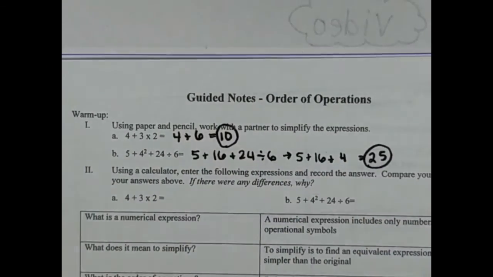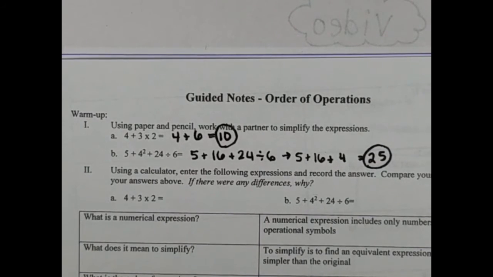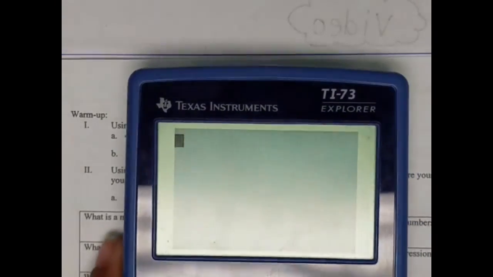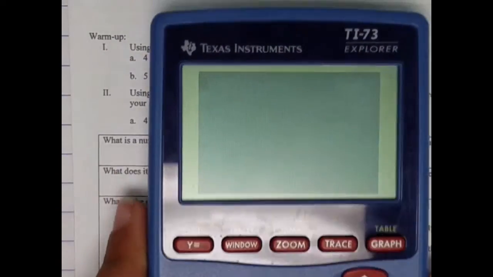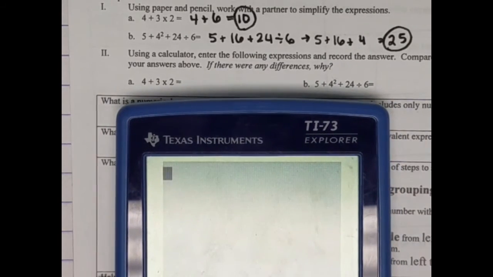All right. Number 2, using a calculator, enter the following expressions and record the answer. Compare your answers with your answers above. If there were any differences, why? So I'm going to use my calculator. If you do not have one at home, use your phone. Most phones have a calculator on them, so you can just use that. All right, I'm going to scoot the paper up so I can see what the problem is, and then I'm going to type it in as we go.